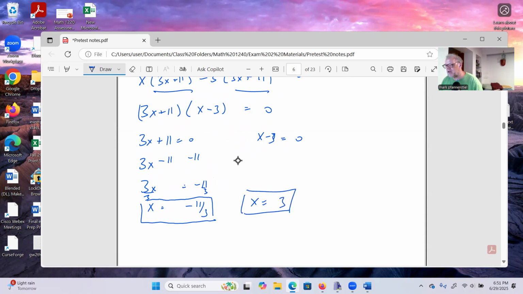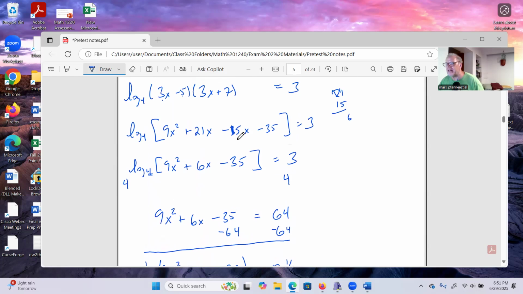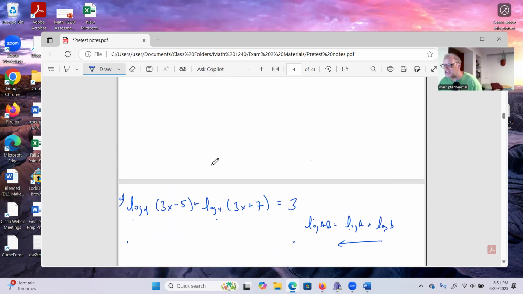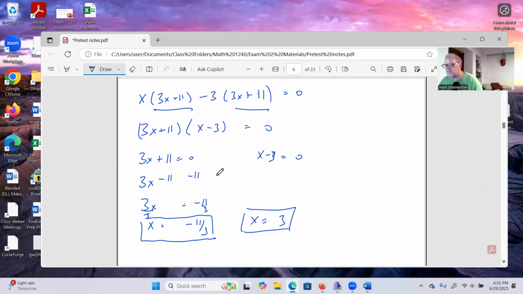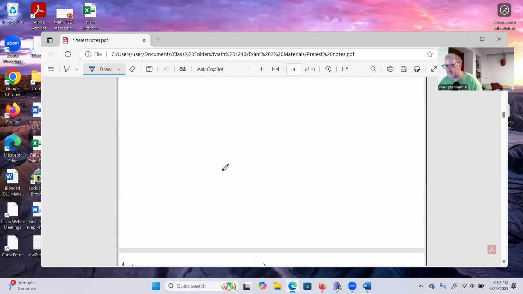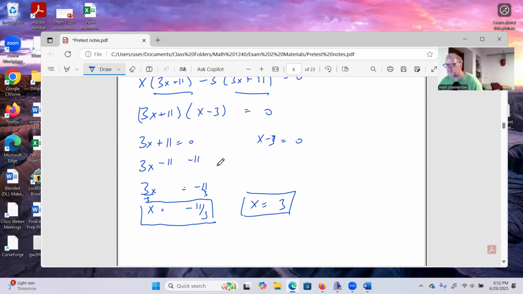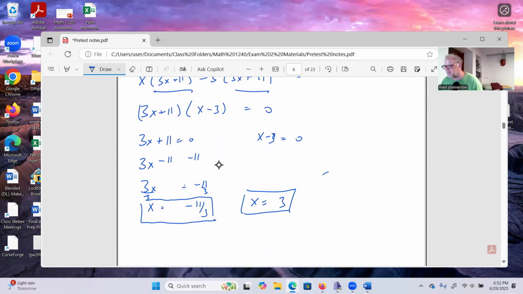All right, but we're not done yet. We have two answers. We have to go all the way back up to the beginning, right? And we have to check to see if my answers actually fit and make these logarithms. Are we taking logarithms of positive numbers? All right, so we have 3x minus 5, just writing these down here, and then 3x plus 7, I believe.